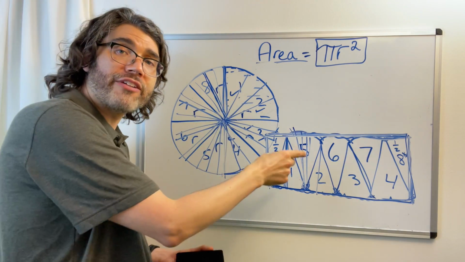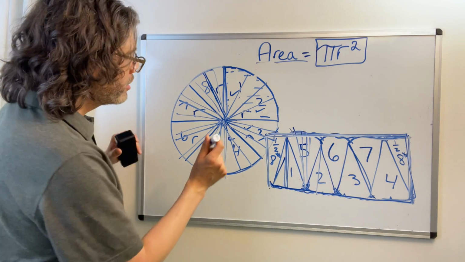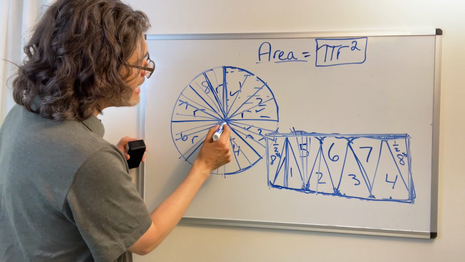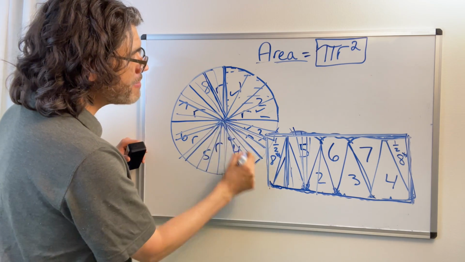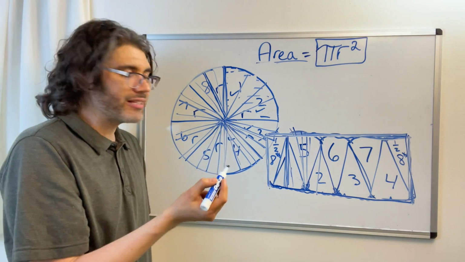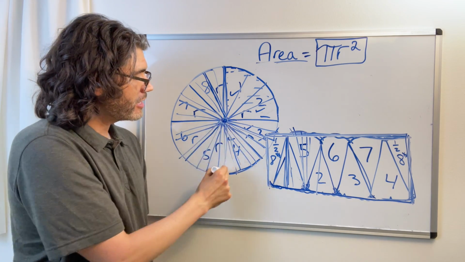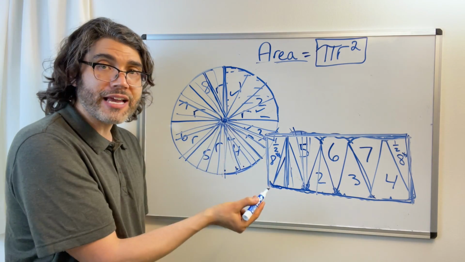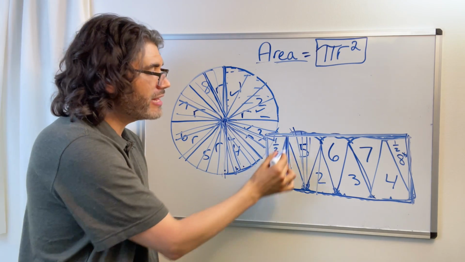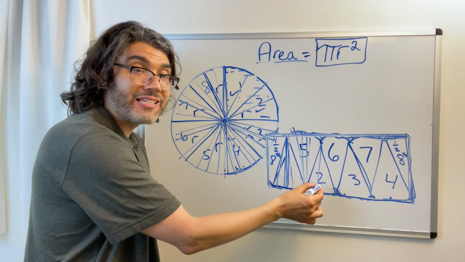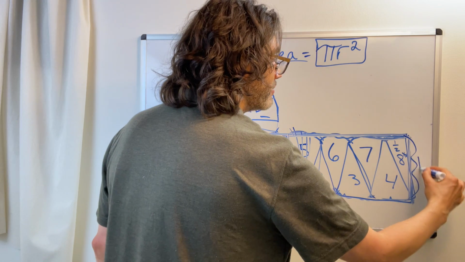Okay, so let's try to find the area of this rectangle now. Okay, well, let's see what the height is. What's the height? The height of each slice. Remember I sliced these up? But when I sliced them up, I didn't change the height of the slice. The height of the slice is always from the center to the edge. Center to the edge, center to the edge, center to the edge. The center to the edge is called the radius. So the height of each of these slices is the height of the rectangle.